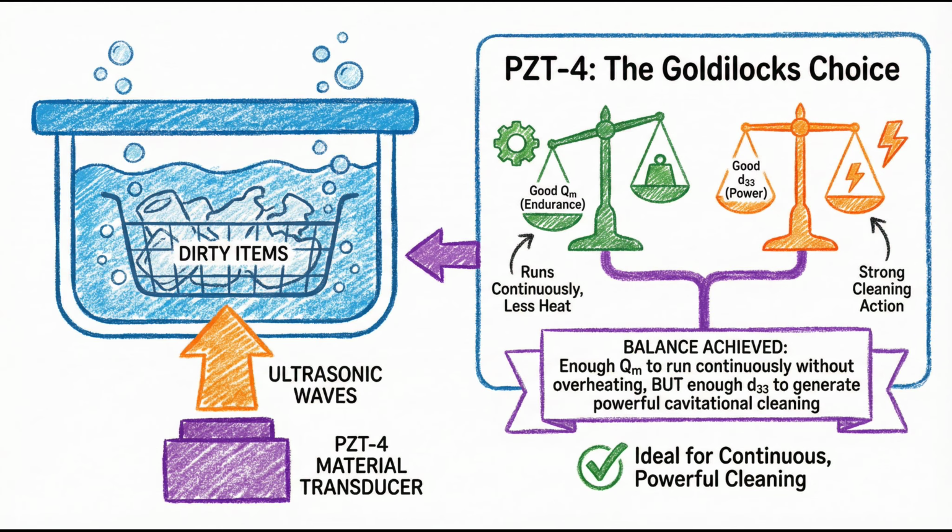Ultrasonic cleaning needs a balance. PZT-C is the Goldilocks material: enough QM to run without overheating, but a stronger d33 than PZT-BA to create powerful cleaning cavitation. It's the best of both worlds.